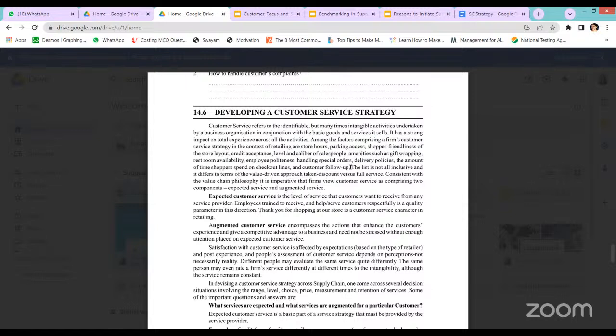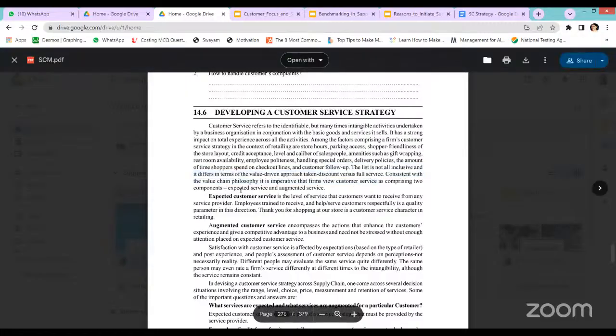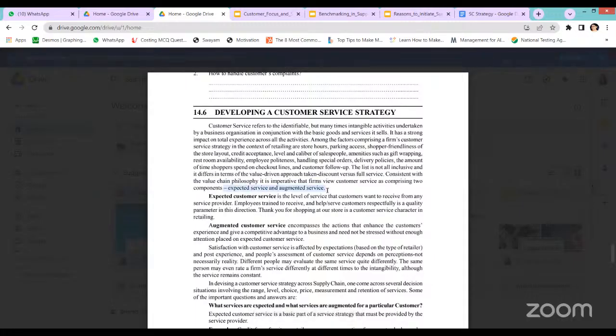Okay. So this list is not inclusive and also differs with the value-driven approach, discount versus full services. So here, that is what expected service and augmented service. So it implies we view customer service as comprising two components: expected service and augmented service.